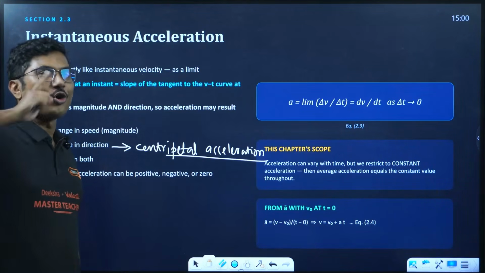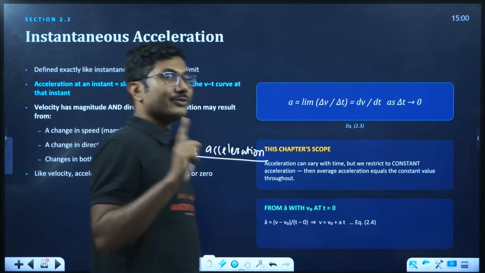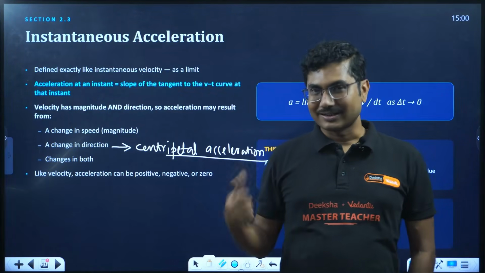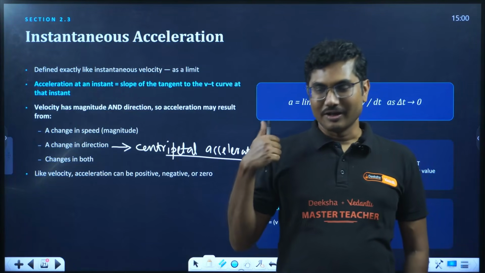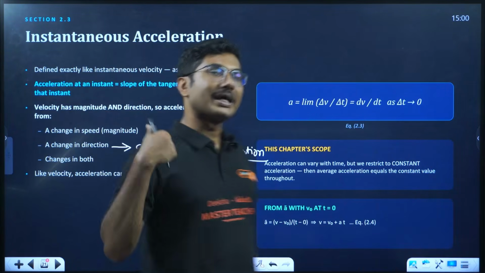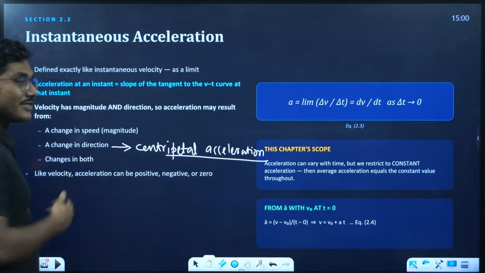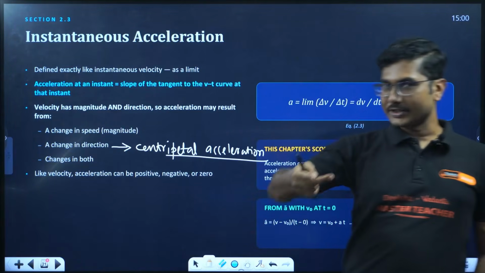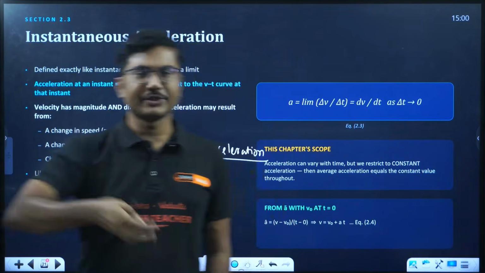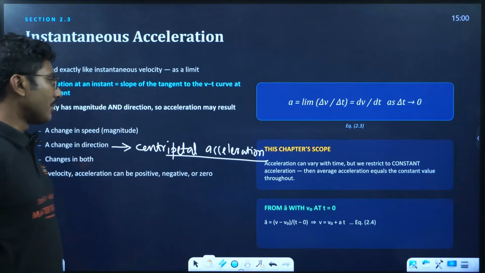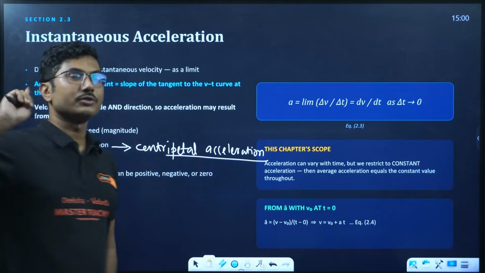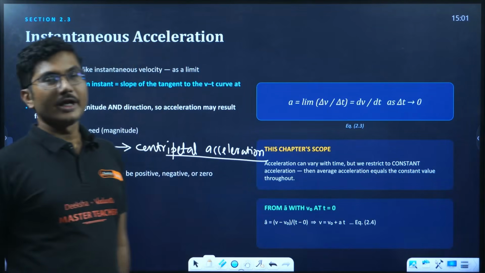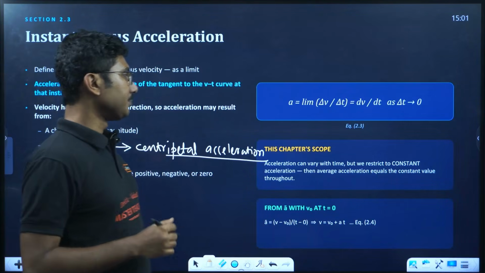So direction is also important while calculating acceleration. If there is a change in direction, acceleration can change. If there is a change in magnitude, acceleration can change. So acceleration arises because of two things: either magnitude changes or direction changes, or both change. Both changes, so obviously there will be no doubt about it, but only from direction also there can be an acceleration. Just put this in your head. It is a very important point to remember.